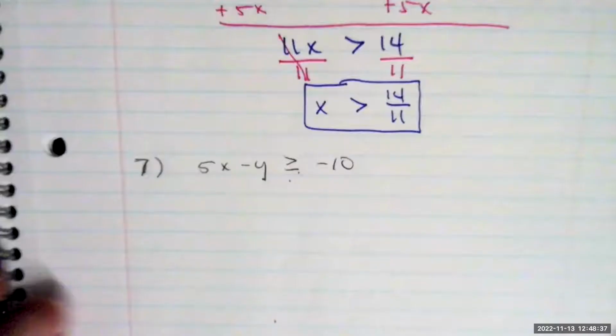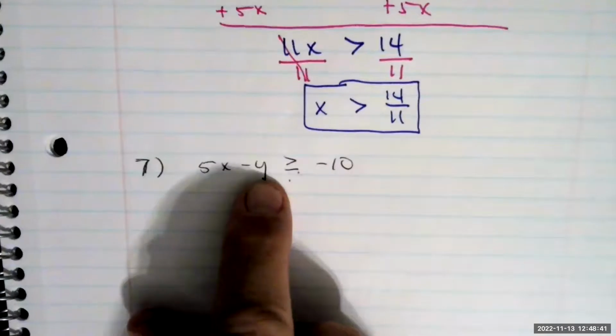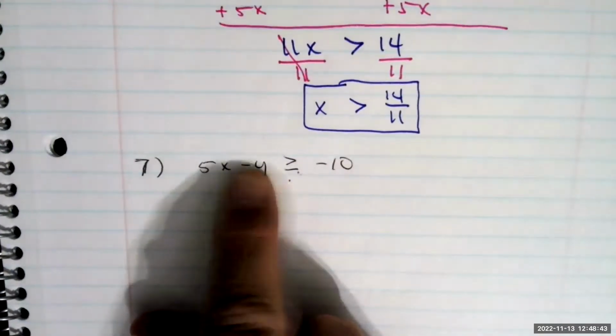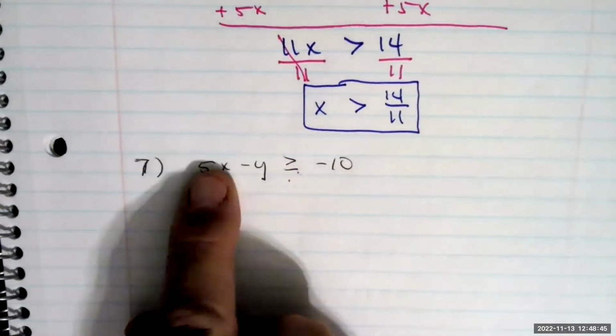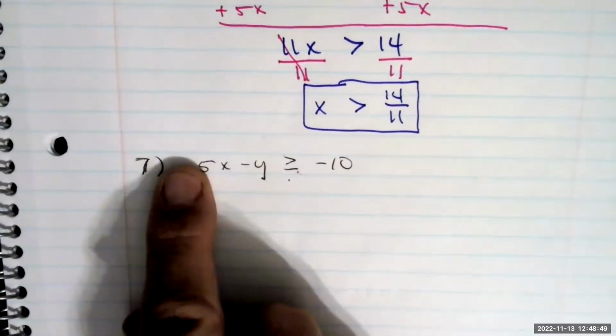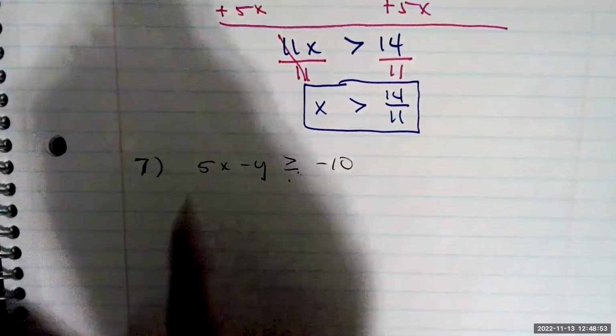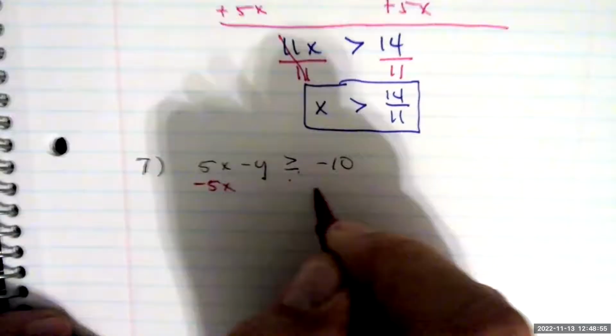All right, so this is number 7. Again, we're going to do the same thing. My y is what we're solving for, so it's being negative. That's actually being multiplied by -1, just to let you know that. And it's also being added. Remember, what's the sign in front of the 5x? It's a big positive, so this is plus 5x. What's the opposite of plus 5x? So we're going to say minus 5x to both sides.